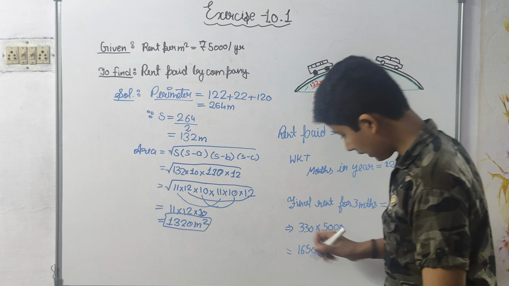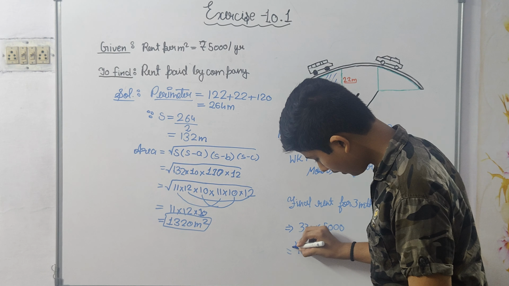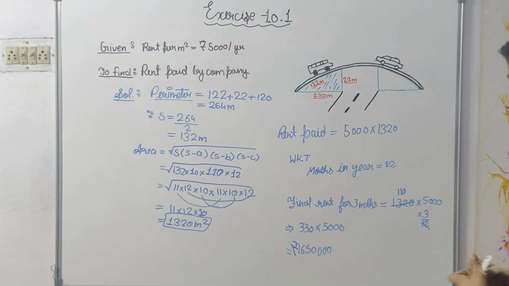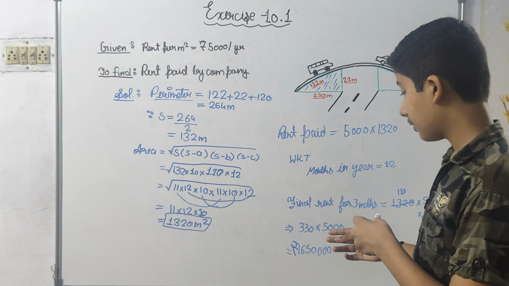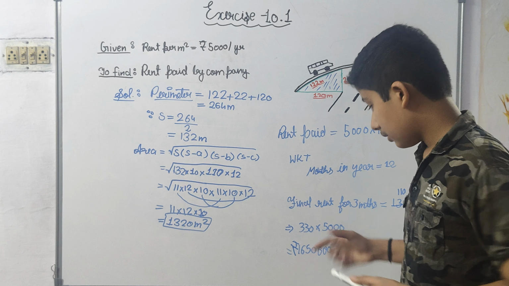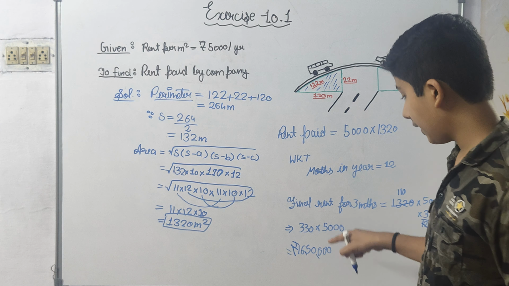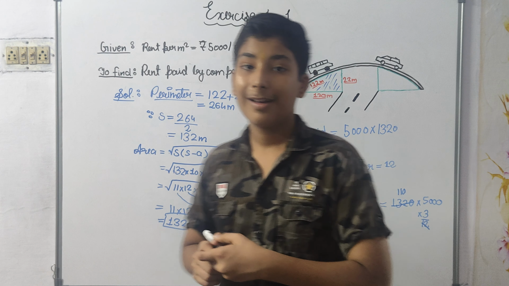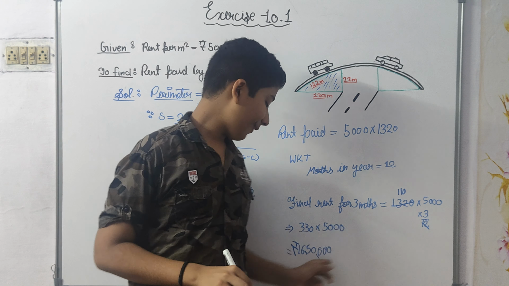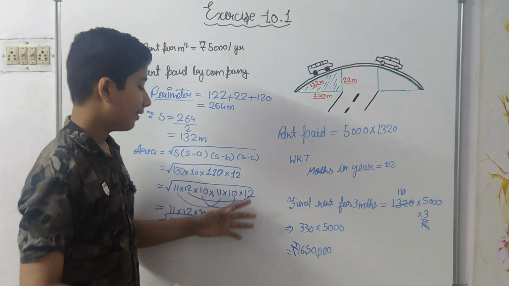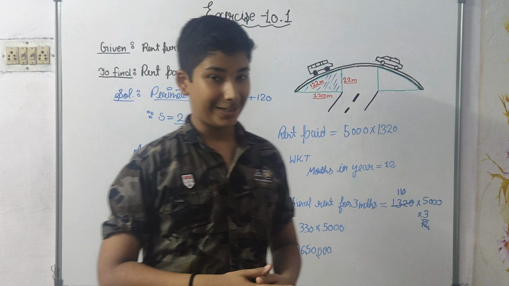Not the end. Here we'll put the symbol of rupees. If we put commas, it will be 16,50,000 rupees for 3 months. This is a very, very high rent according to me. They should decrease the price.